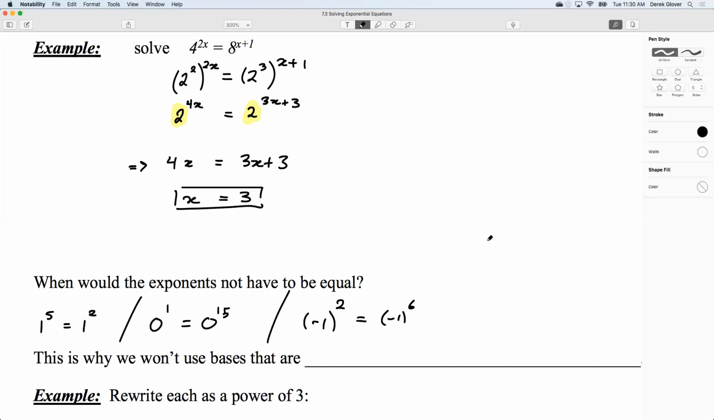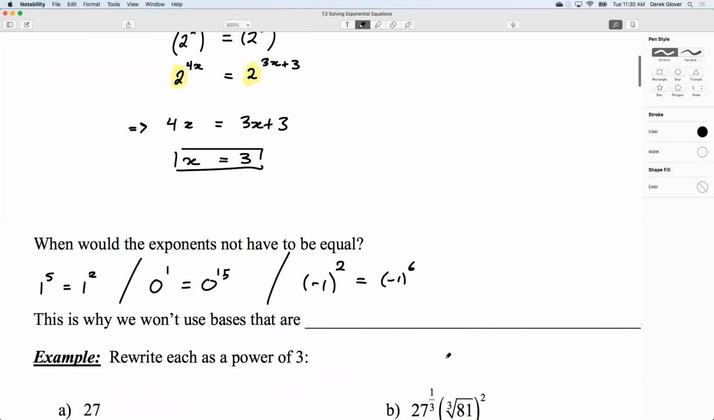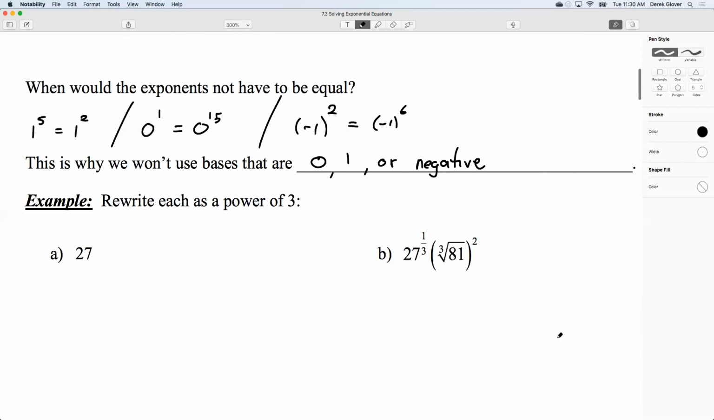So because of this, we're going to put some restrictions in our equations. We won't have bases that are 0. There will be no bases that are 1. And there will be no bases that are negative. But now we've got this tool in our toolkit. We can go ahead and solve or rewrite some expressions using this idea of changing the base.